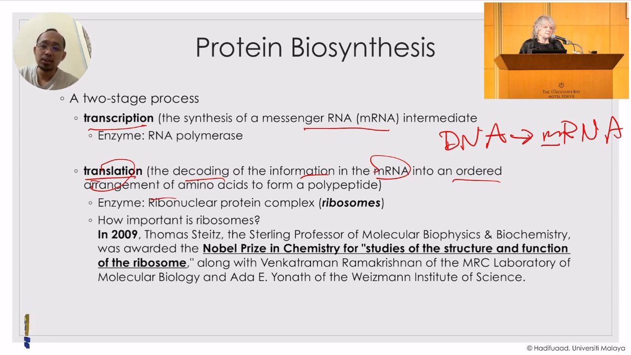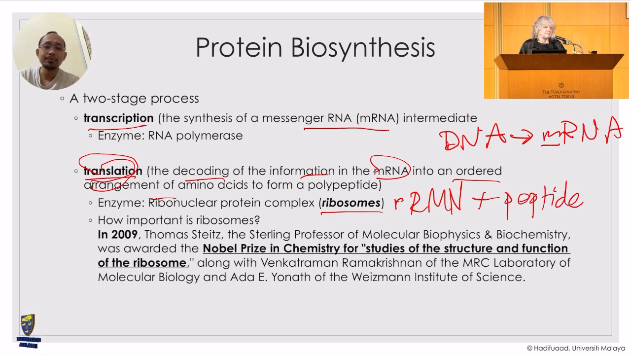And this translation process happens on a complex called the ribosome. We call it a complex, not simply a protein, because as you will see after this, ribosomes are not made up of 100% amino acids or proteins. Okay, so it's a complex made up of rRNA, ribosomal RNA, plus some peptides, so to say. Okay, that makes up this particular complex.